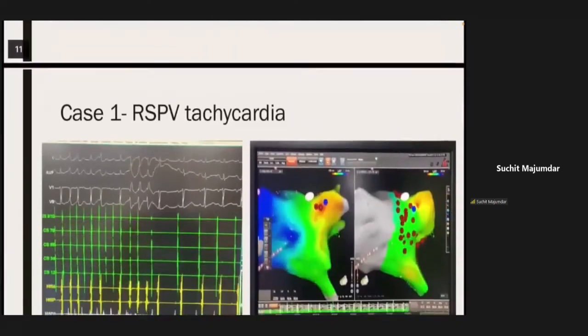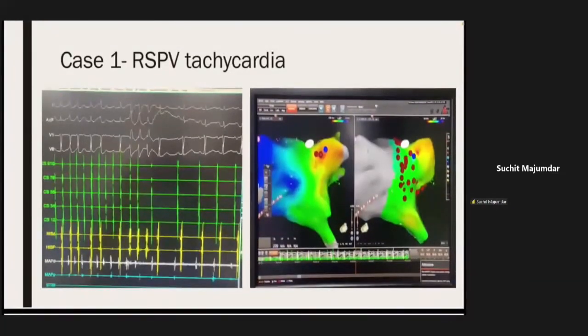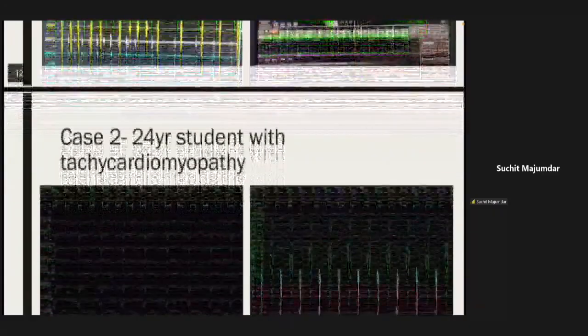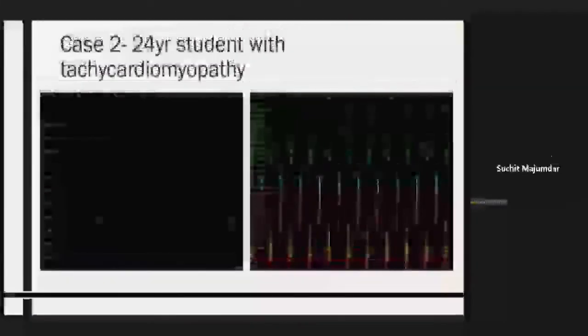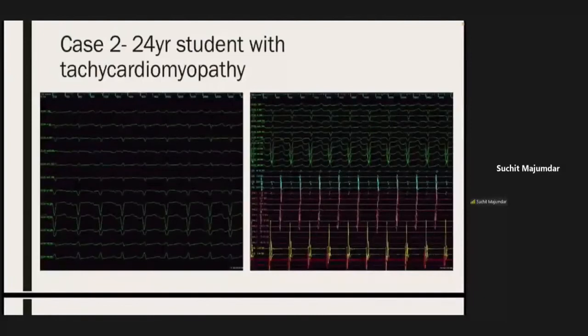So, coming to one of the examples of atrial tachycardia, this is one where the atrial tachycardia was coming from the right superior pulmonary vein. By EP study, we can see the signals, and by the signal we can find out from where they are coming, and we go there and ablate it.